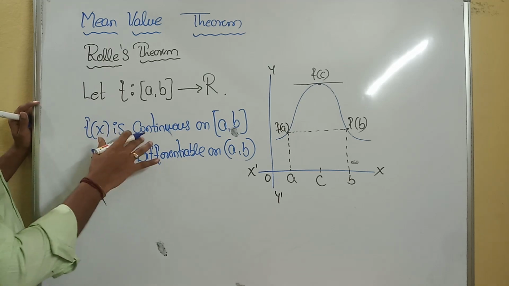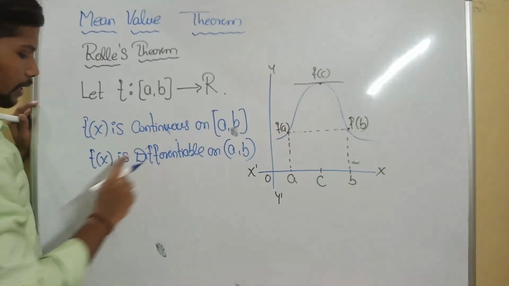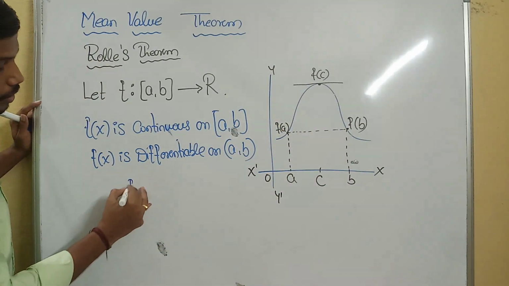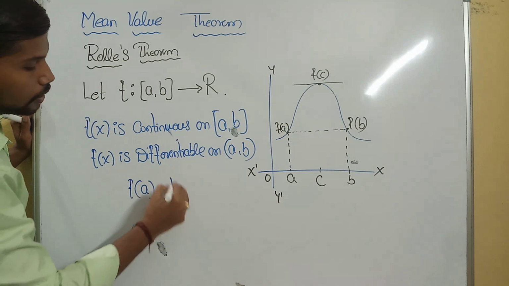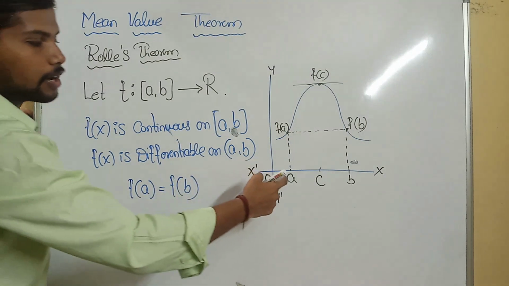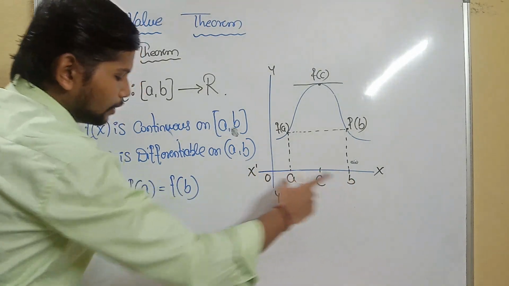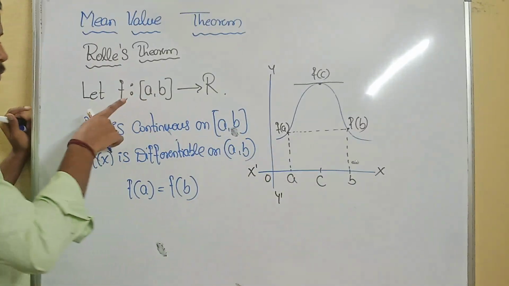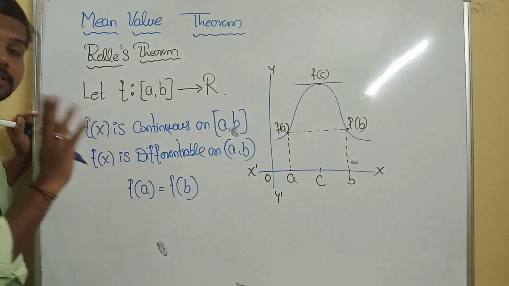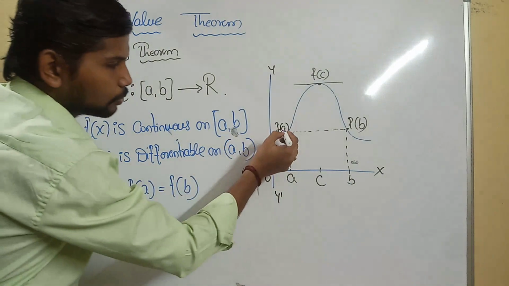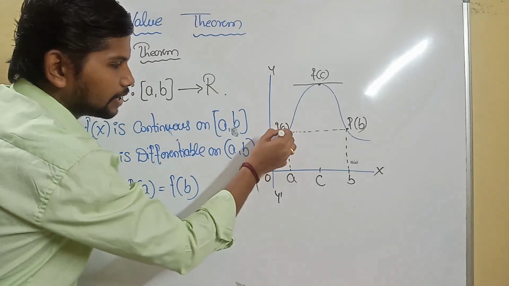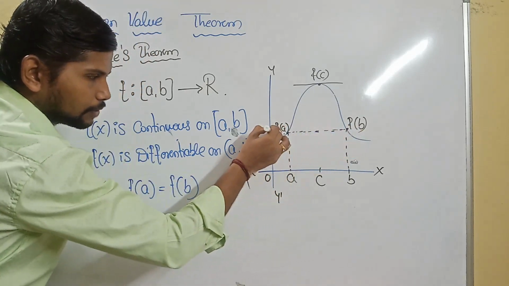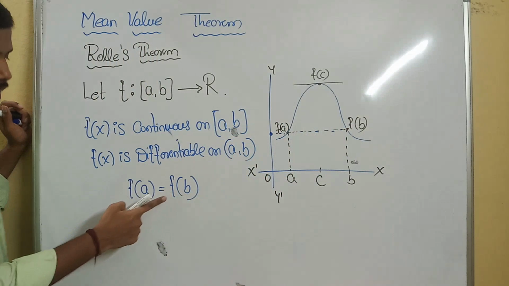Now concentrate on the board. Here f of x is continuous in a closed interval, f of x is differentiable in an open interval, then f of a is equal to f of b. Whenever I substitute these two values in the given function, I need to get the same value. See, the same value on the y-axis: this is f of a, and again on the y-axis this is also f of b. f of a and f of b are the same.